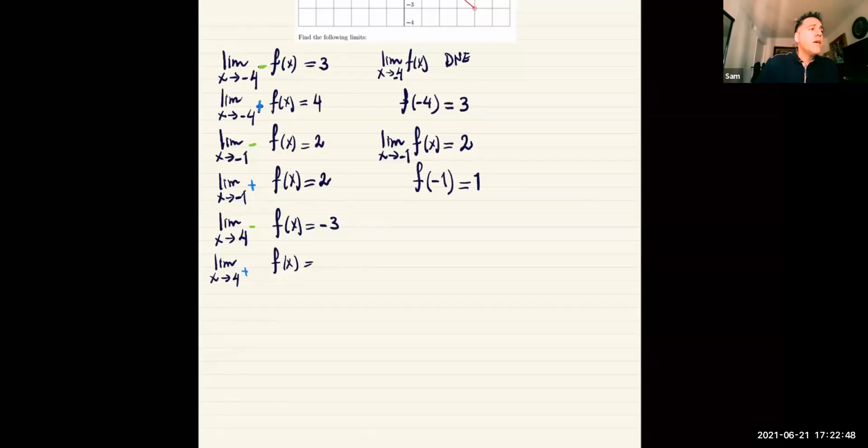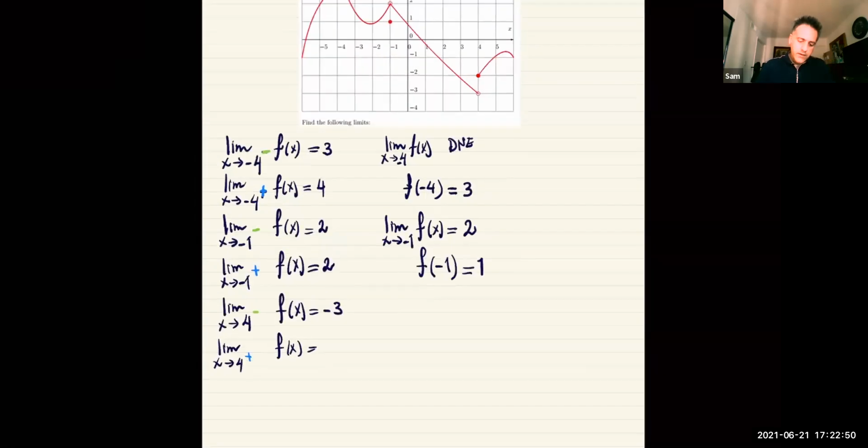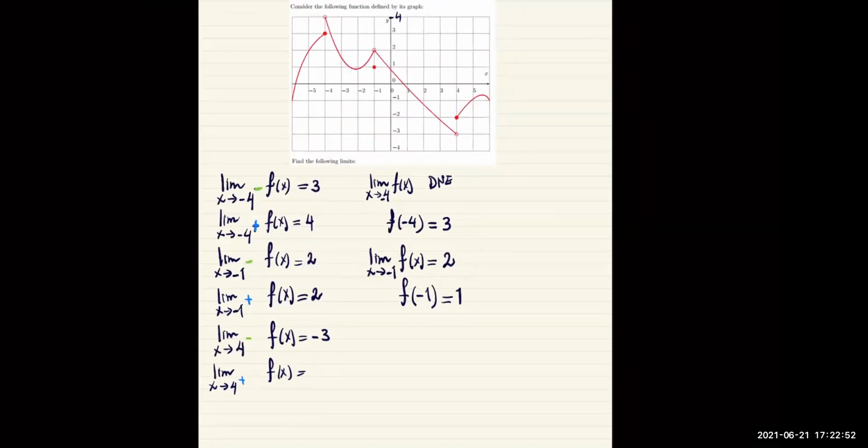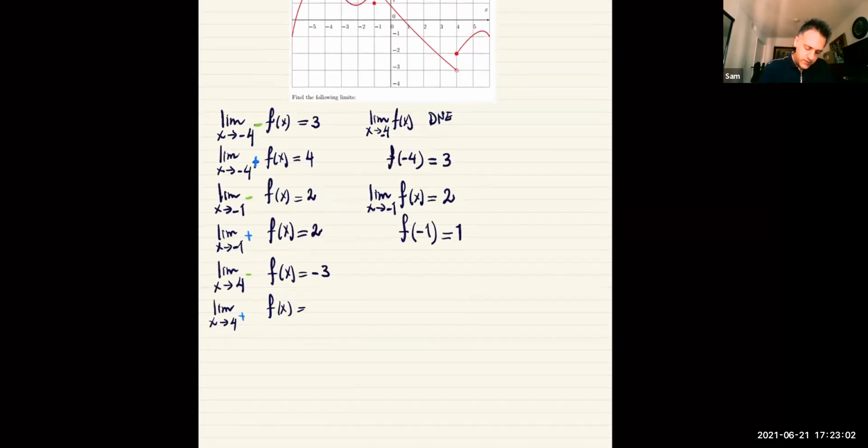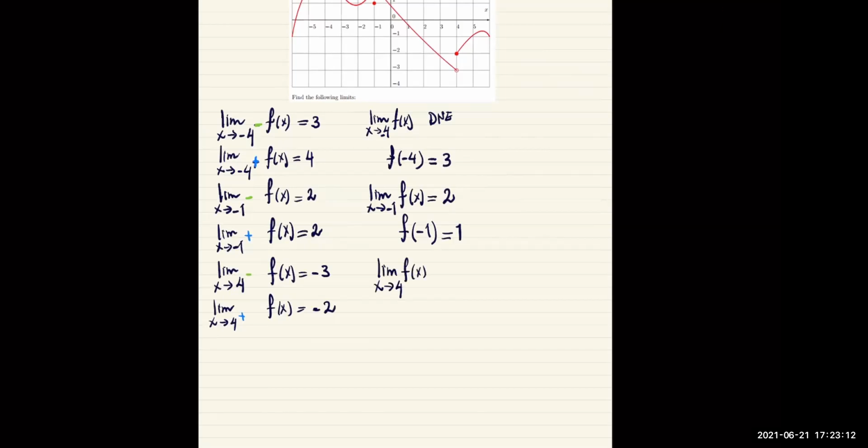Let's go with Susie. -2. Excellent, -2. Here's 4, and we are on the right of 4, getting close to -2. Excellent. And then, Susie, what about the limit of f of x when x goes to 4? -2 also.